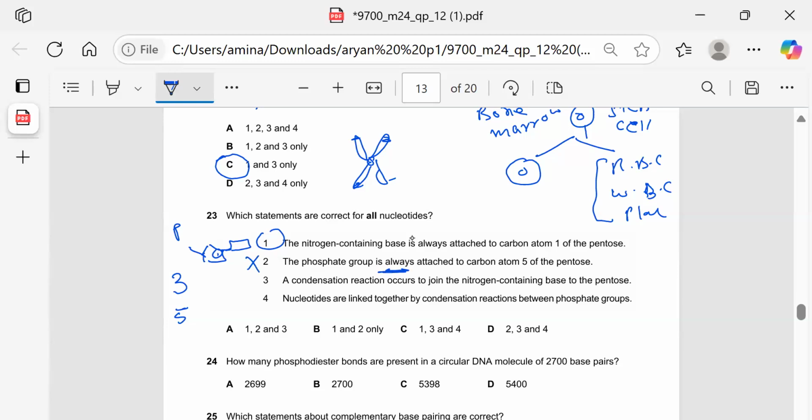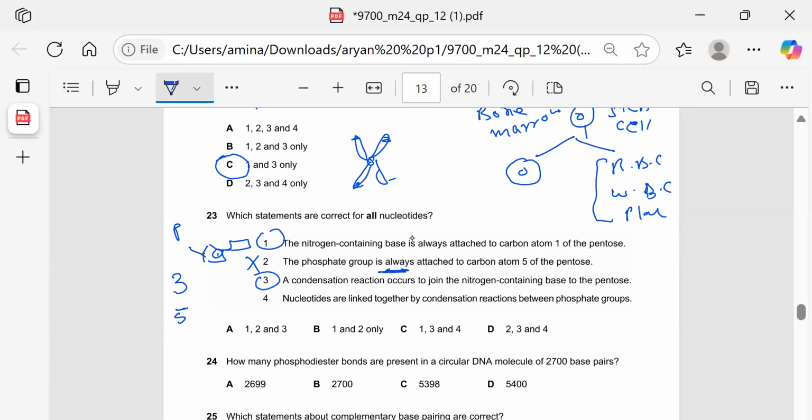The third statement is saying a condensation reaction occurred to join the nitrogen containing base to the pentose. Whenever we want to join something, we have no other option than condensation. So this is also correct.